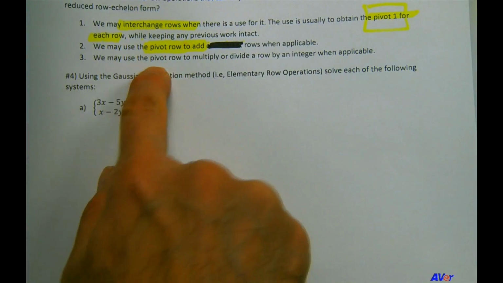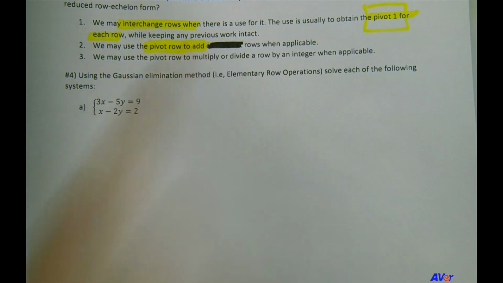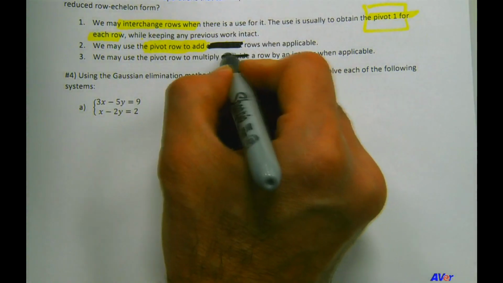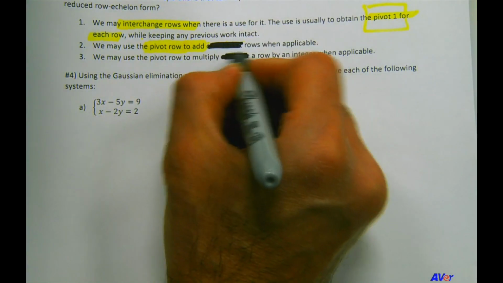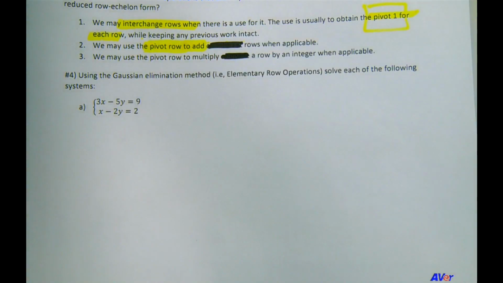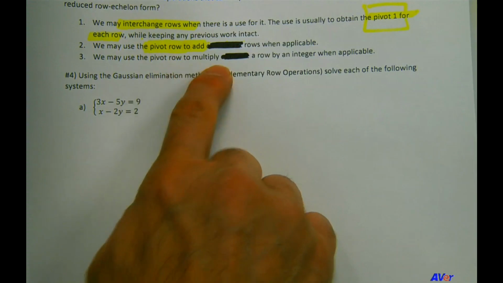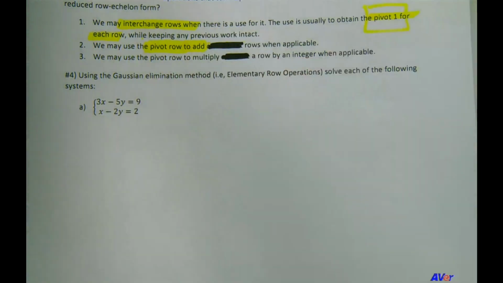So we may use the pivot row to multiply or divide. That divide, again, is another term I'd like to eliminate. And books nowadays, they also do not like to use subtraction or division. They'd rather you add and multiply, because adding and multiplying not only are valid row operations, but there is less probability of you making error when you multiply or add than when you subtract or divide. Okay, that's why.